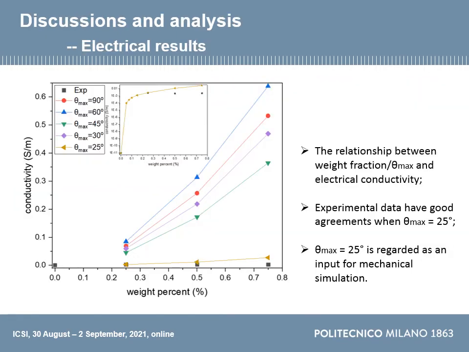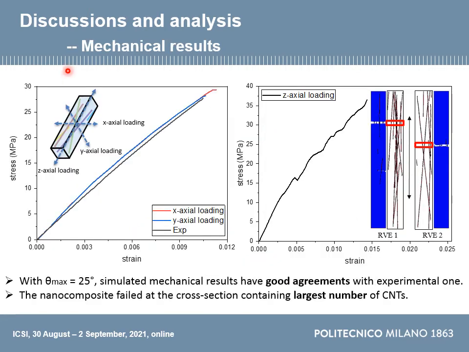In this work, first of all, we keep changing theta max in the electric model to get a value of the electric conductivity which can fit well with the experimental data. We measured the electric conductivity on each sample, and this black point is the average value. From here we could see that when theta max is equal to 25 degrees, it fits well with the experimental data. So we use theta max equal to 25 degrees as the input to the mechanical simulation, and with the input from the electric model, we get our mechanical results.